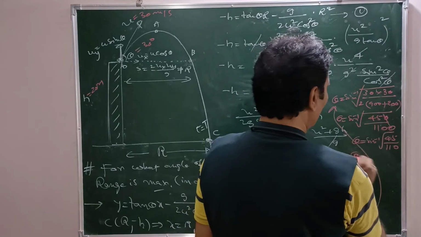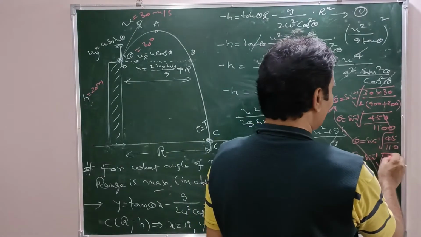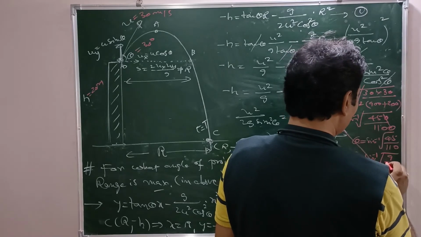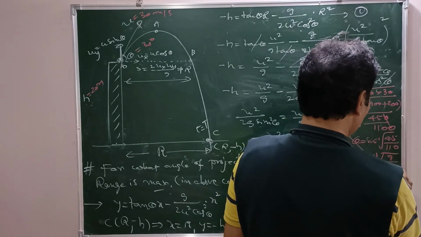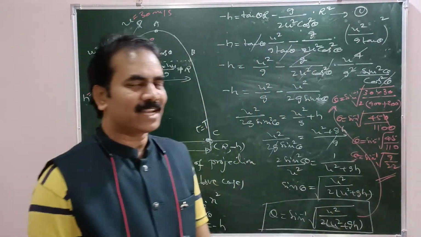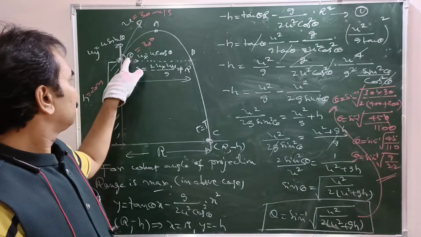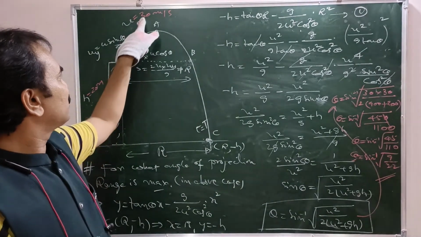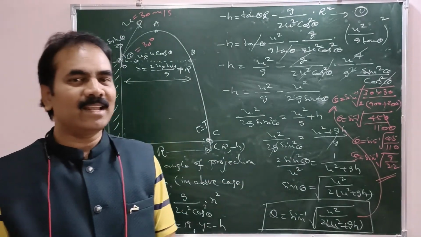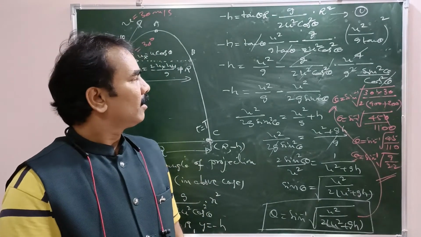That is theta equals sin inverse root over 45 by 110, that is 9 by 22. So theta equals sin inverse 9 by 22. That's the angle at the top of the tower for this speed of projection and this height at which range becomes maximum. What is that range? 90 root 3 meter. Now we have proved it. Okay. Right?